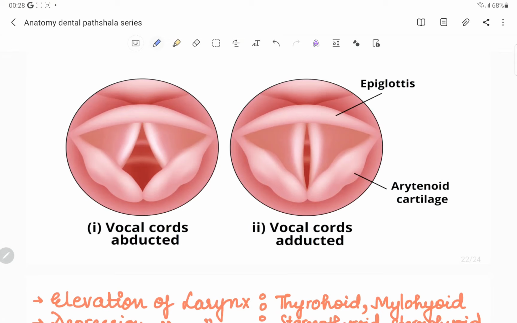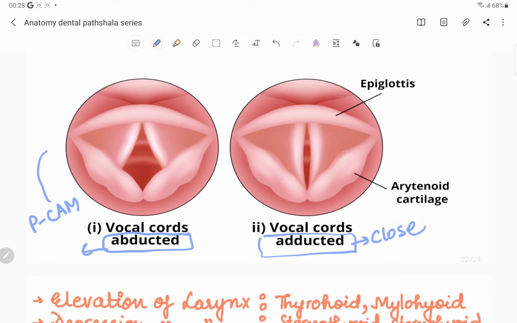So guys, abduction is due to the PCAM, the posterior cricoarytenoid muscle. The adduction is due to all the rest of the muscles: lateral cricoarytenoid, transverse arytenoid, oblique arytenoids. So all these muscles are going to adduct the vocal cord, that is, close the vocal cord.